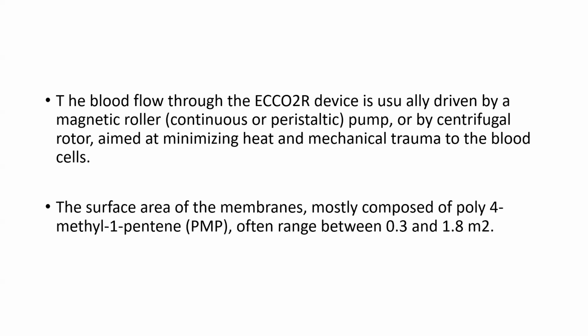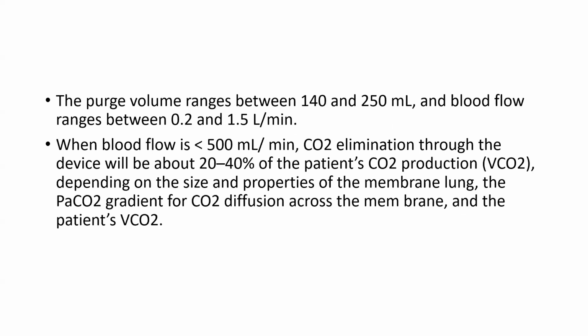Blood flow through the ECCO2R device is usually driven by a magnetic roller, that is a continuous or peristaltic pump, or by a centrifugal rotor, aimed at minimizing heat and mechanical trauma to the blood cells. The surface area of the membrane, mostly composed of poly 4-methyl 1-pentene, often ranges between 0.3 to 1.8 meter square. The priming volume ranges between 140 to 250 ml, and the blood flow ranges between 0.2 to 1.5 liters per minute.